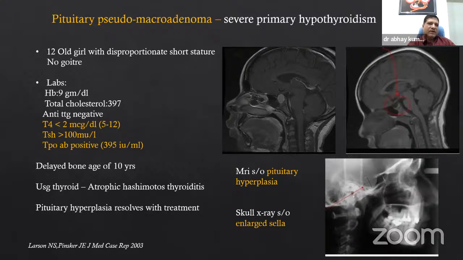It classically occurs in patients with severe primary hypothyroidism. In long-standing primary hypothyroidism that remains untreated, there might be enlargement of the sella. You see, here the sella is enlarged, here the sella is enlarged. But after treatment, you see it comes back to absolutely normal. So this is pituitary pseudomacroadenoma.